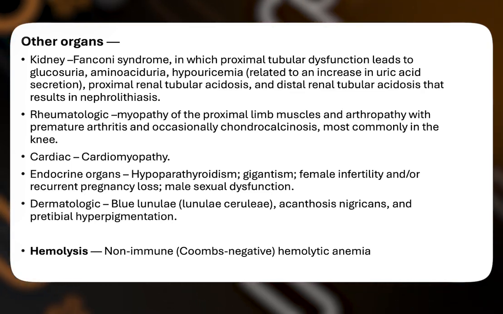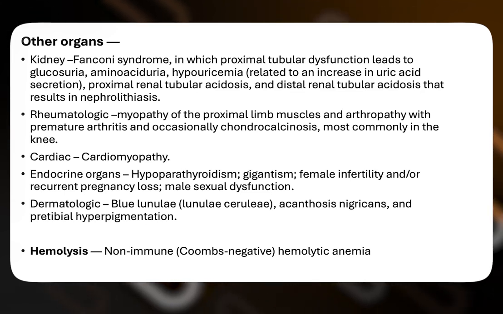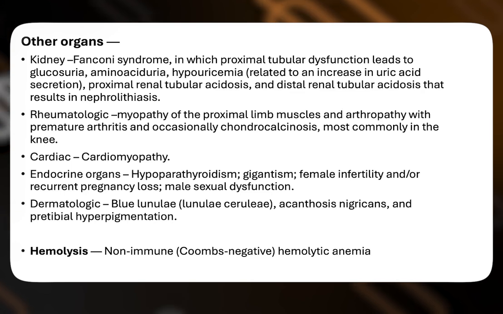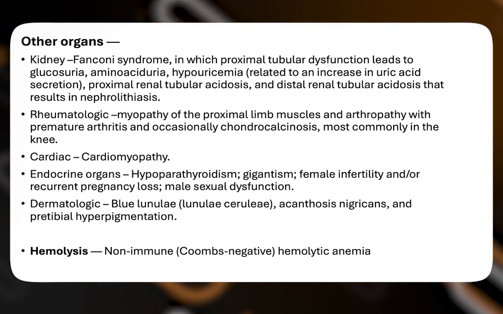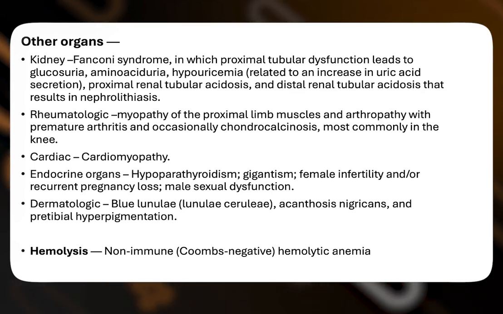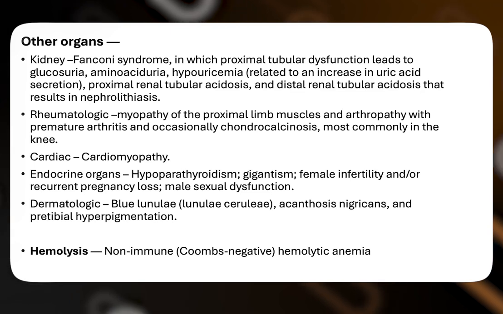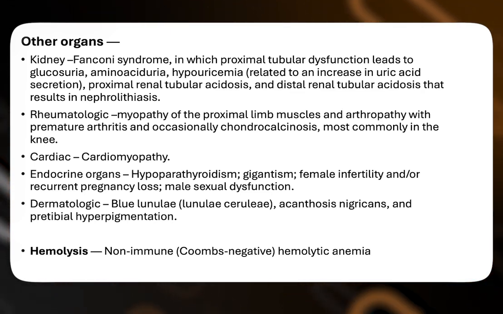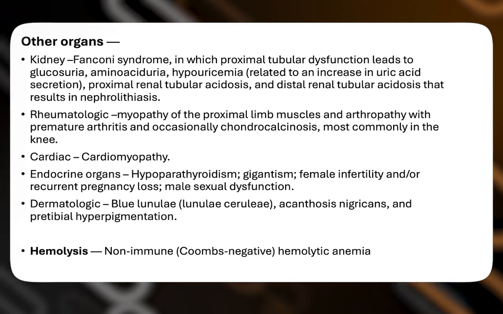There was one MCQ also. We'll go back to all the questions again. Endocrine organs: hypoparathyroidism, gigantism, female infertility, recurrent pregnancy loss, and, of course, male sexual dysfunction. In the dermatological, there are blue lunulae, then acanthosis nigricans. This you must have seen in different patients, and pretibial hyperpigmentation, which is also seen in hyperthyroidism or toxic nodular goiter, or Graves' disease rather.